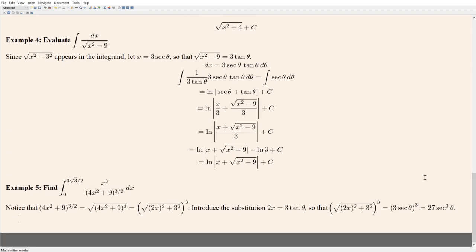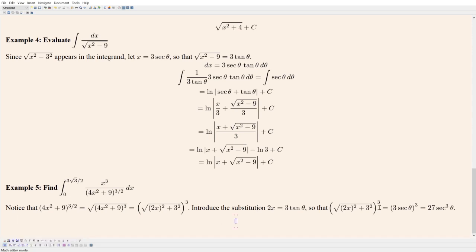Okay, now there is one additional complication here, in that we are taking a definite integral, and we have introduced a new variable, theta. So since our new integral is going to be in terms of theta, we have to change the lower and upper limits to be in terms of theta as opposed to in terms of x. So let's see how that's going to work.